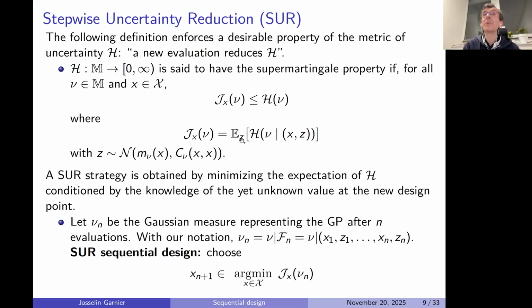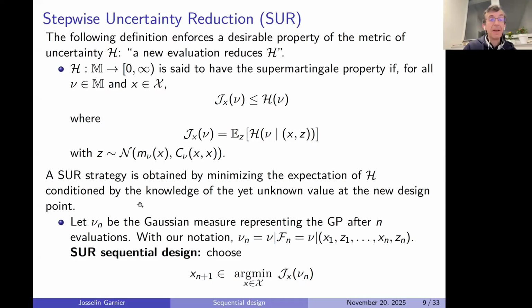But I want to average that with respect to z, because that depends on z, and I want only something that depends on x. So I take an expectation with respect to z that follows the Gaussian distribution with the given mean and the given covariance. So that's indeed something that expresses this quote, a new evaluation reduces h. Indeed, when I make an evaluation at x here, I reduce in average the metric of uncertainty. So that's an important property.